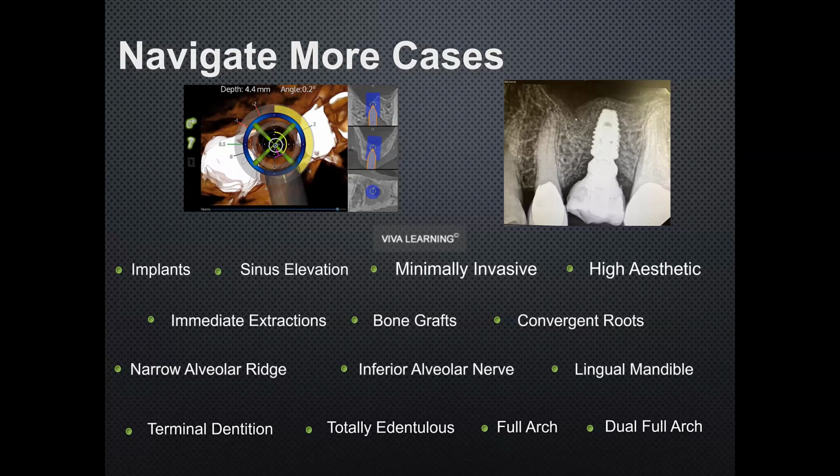We'll use this on highly aesthetic cases. It's very helpful in immediate extractions, bone grafts, when you have convergent roots, a narrow ridge, when you're worried about the inferior alveolar nerve. It'll help you either reposition that, or you can make sure you stay buccal or lingual to that. I use it in terminal dentition or totally edentulous cases. We'll discuss some full arch, and occasionally we'll do dual full arch cases.